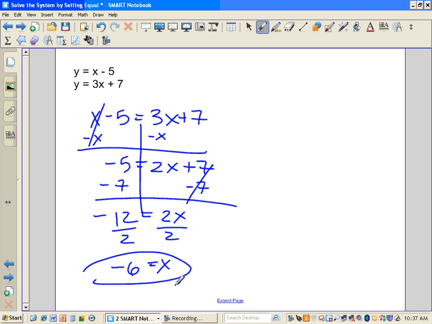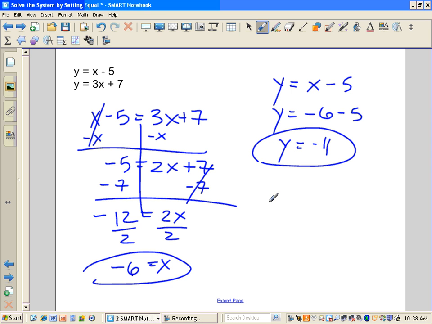All right, remember you're only halfway done. Take either one of these. I'm going to go with the top one. Y equals x subtract 5. Well, that means y equals negative 6 subtract 5, or y equals negative 11. So we think our coordinate point is negative 6, negative 11.